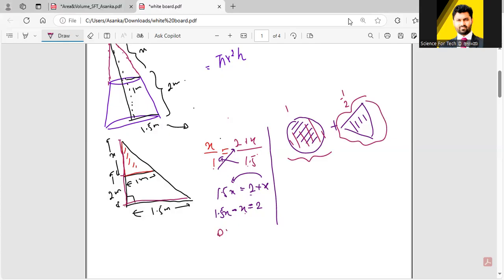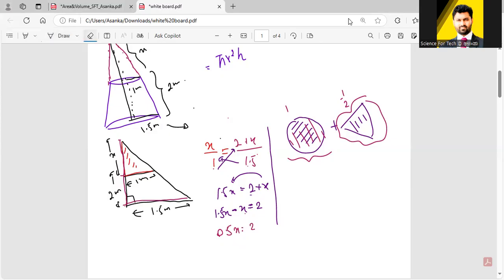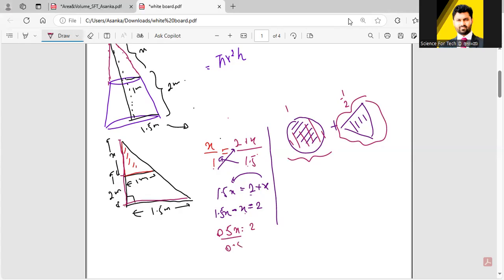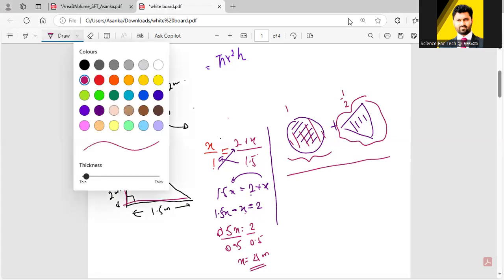That means 0.5x equals 2. Then obviously, to make x the subject, we have to divide both sides by 0.5. Here x remains, and 2 divided by 0.5 is 4. From here to here it is 4 meters. Okay, this is method 1, and I will give you another method. This is genius.